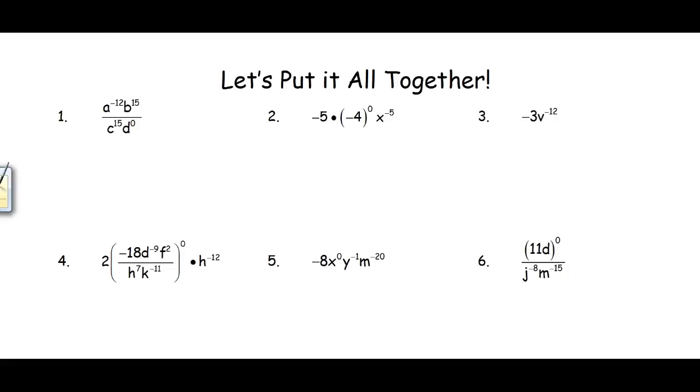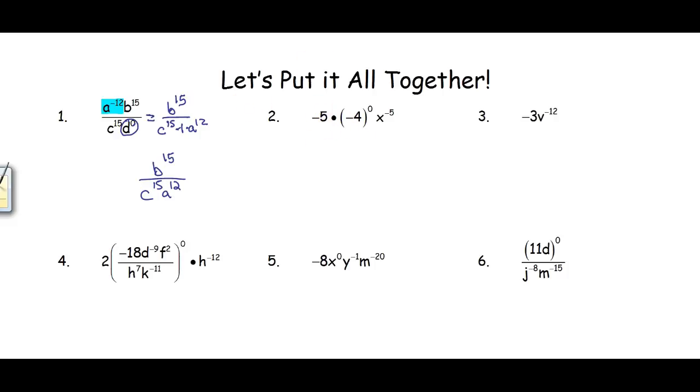So in our first problem, let's see what we have to move. First off, what we want to do is get rid of any negative exponents. So a to the negative 12th is going to move, and it looks like that's all. So we end up with b to the 15th over c to the 15th. Our d raised to the power of 0. What is d raised to the 0? That's 1. So times 1 times a to the 12th. So this is going to become b to the 15th times a to the 12th over c to the 15th.